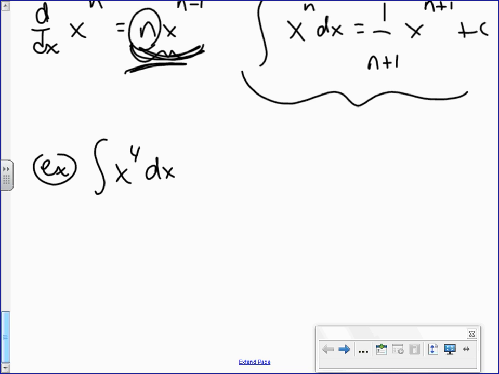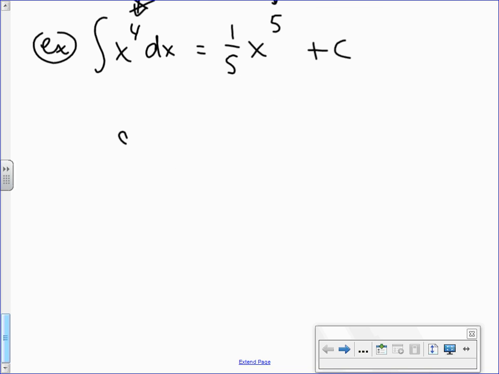Okay? So the rule says that it's x to the n plus 1, so that's to the 5. And then take 1 over, not 1 over this, not this, but 1 over this, right here. Put your plus c on the end. When you do that, you can stop and just check and see that you're getting the right answer. This is just a check.